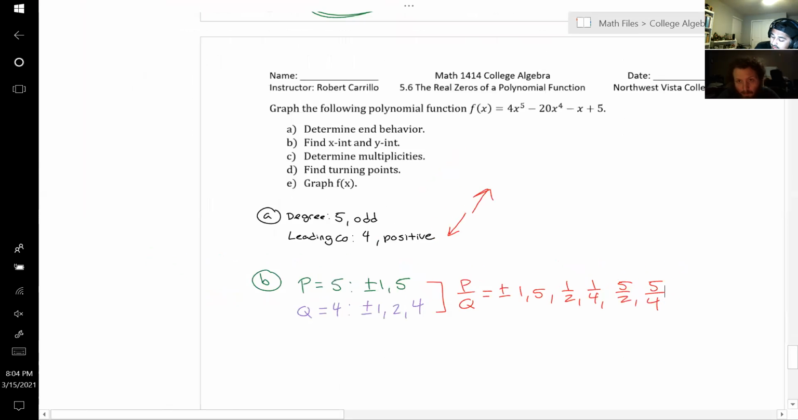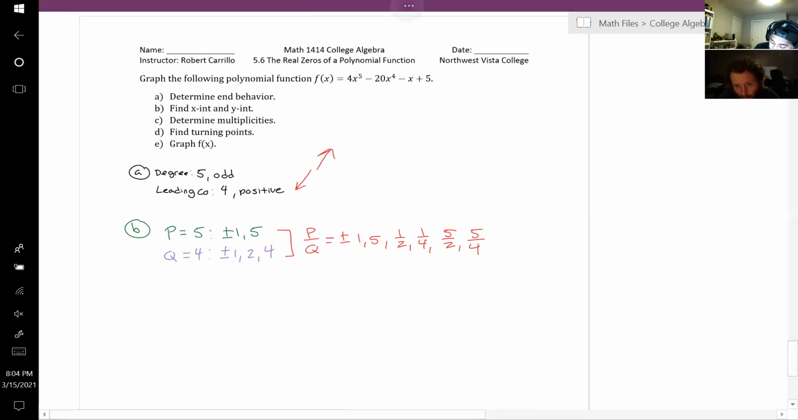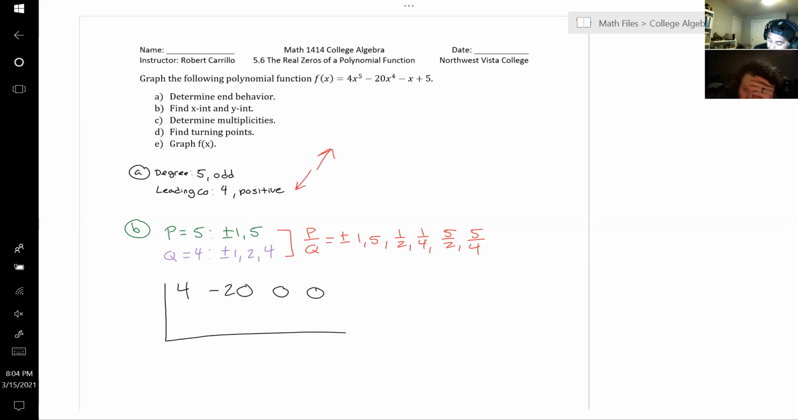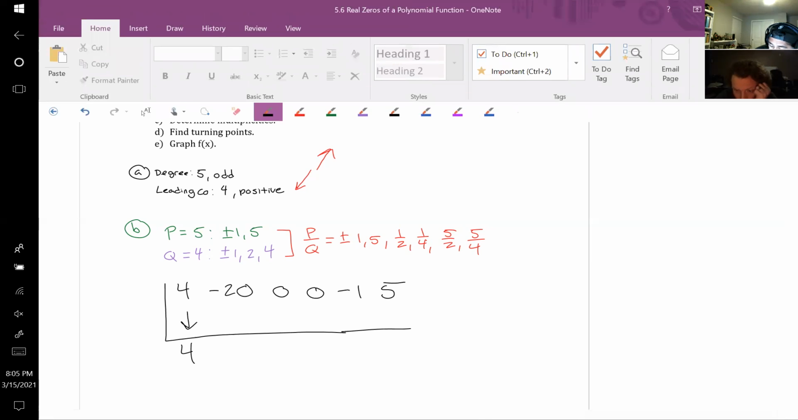Which means now let's go ahead and set this up for synthetic division. Make sure you have all powers accounted for. So 4, then negative 20, and we're missing x cubed and x squared. So this would be x cubed, x squared, here's x, and there's 5. Out of these potential zeros, what number do you want to go with? One. Let's try it.